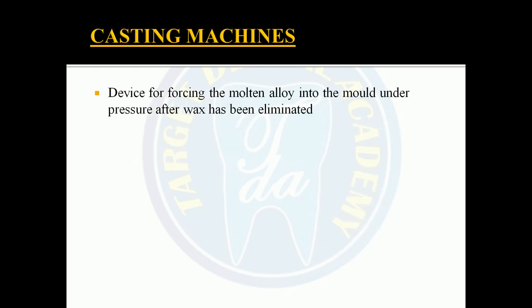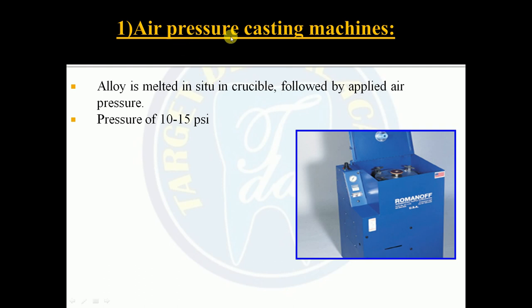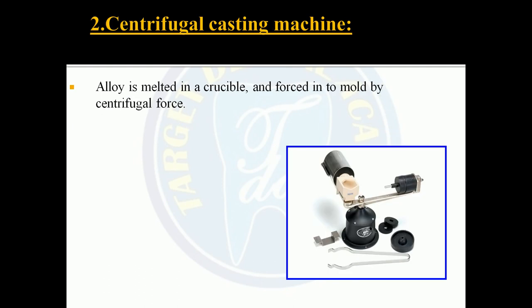Coming on to the casting machines, these are devices for forcing the molten alloy into the mold under pressure after the wax has been eliminated. Air pressure casting machine: the alloy is melted in situ in the crucible, followed by applied air pressure of 10 to 15 pounds per square inch. Centrifugal casting machine: the alloy is melted in the crucible and forced into the mold by centrifugal force.